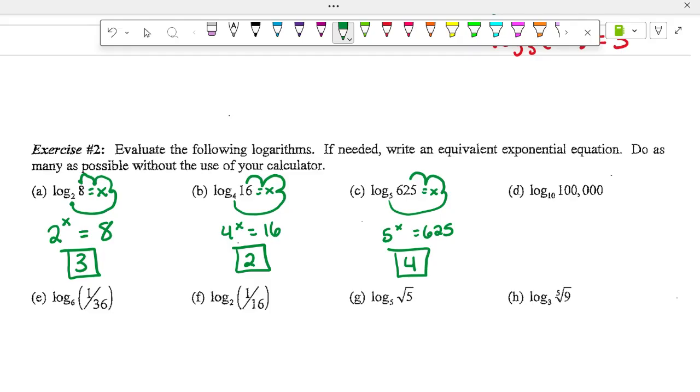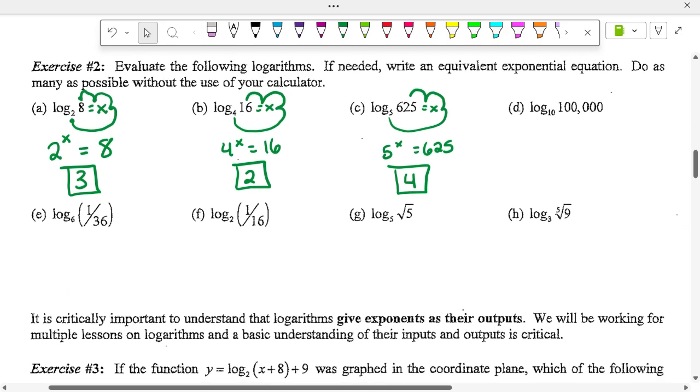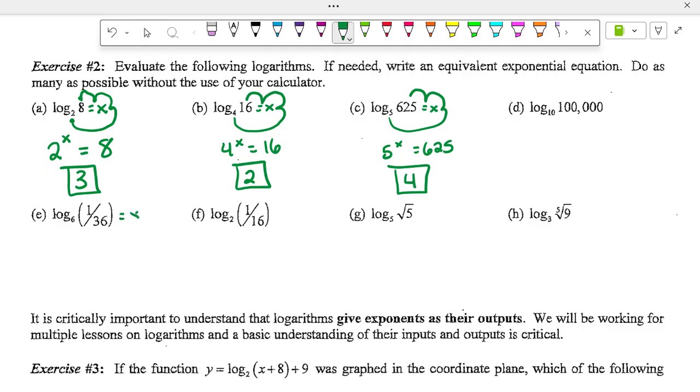What about letter E? So, log base 6 of 1 over 36. What do you think it would equal? -2. Good. Because if we did loggy froggy, it'd be 6 to the x is equal to 1 over 36. Well, the only power of 6 that'll equal 1 over 36 is -2. What about G?